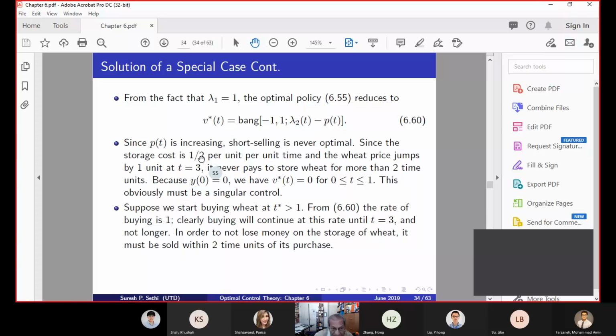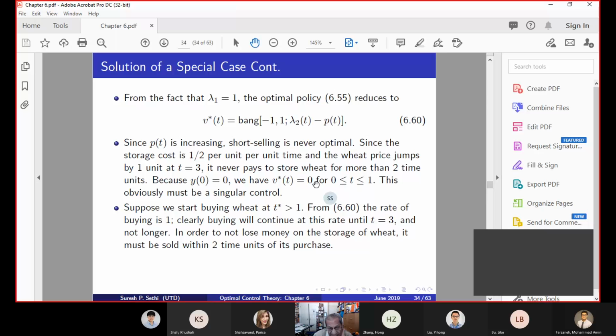Since the storage cost is half per unit time, and wheat's price jumps by 1 unit at t equal to 3, it is clear that it never pays to store wheat for more than 2 units of time, because I will only gain $1 for each unit of wheat. And if I store 1 unit of wheat for 2 periods, it will cost me $1. So there's no point for me hoarding the wheat for more than 2 periods. This is a very important piece of information in solving the problem.